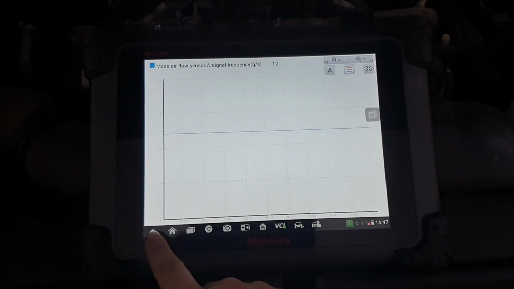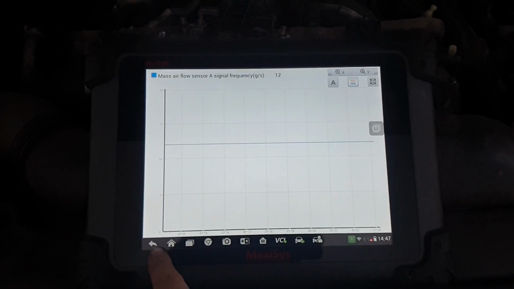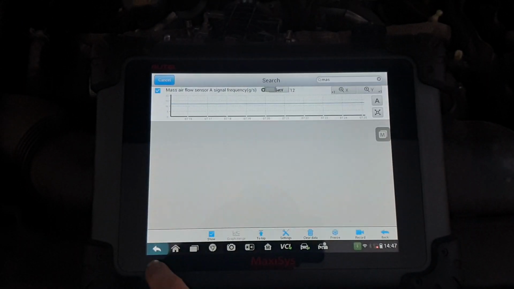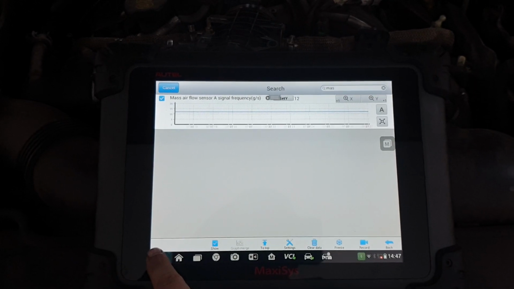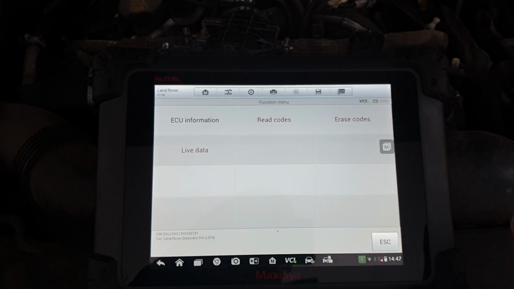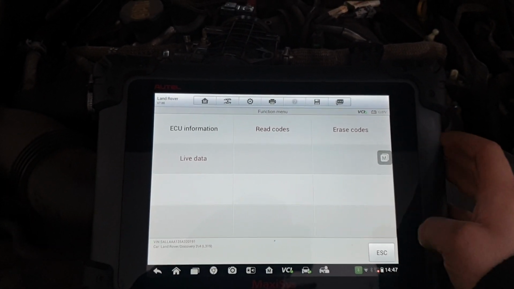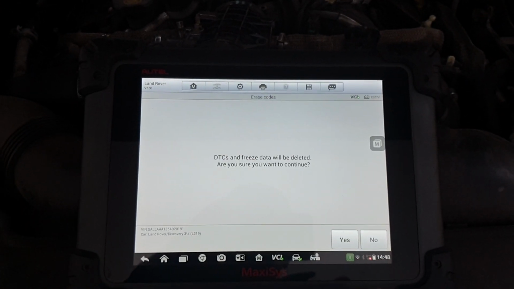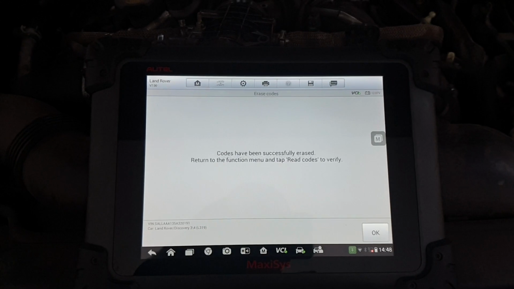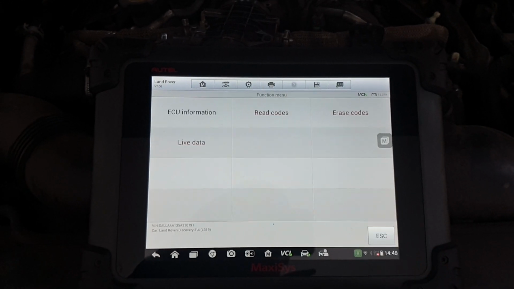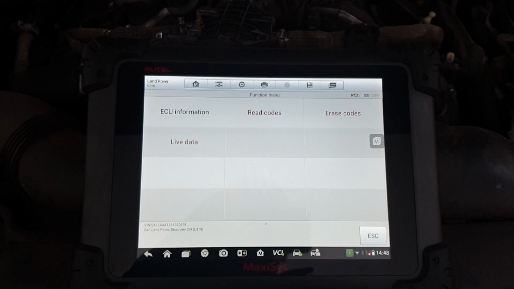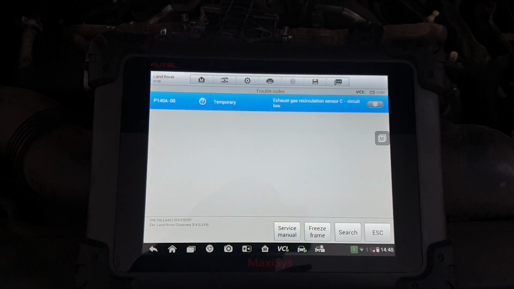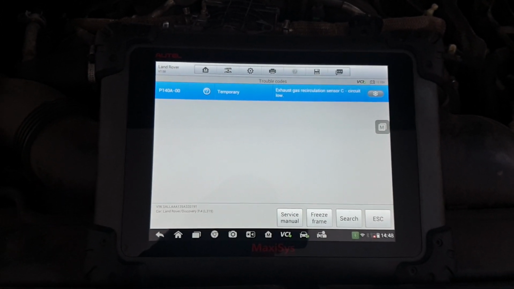Right, so now we can try to clear our codes. For example, if we were setting false EGR codes, both codes should clear. So we go back, and we're currently producing 12 grams a second of airflow. We erase the codes. Codes have been erased. We'll reread the codes, and as you can see, the EGR code is still coming back.